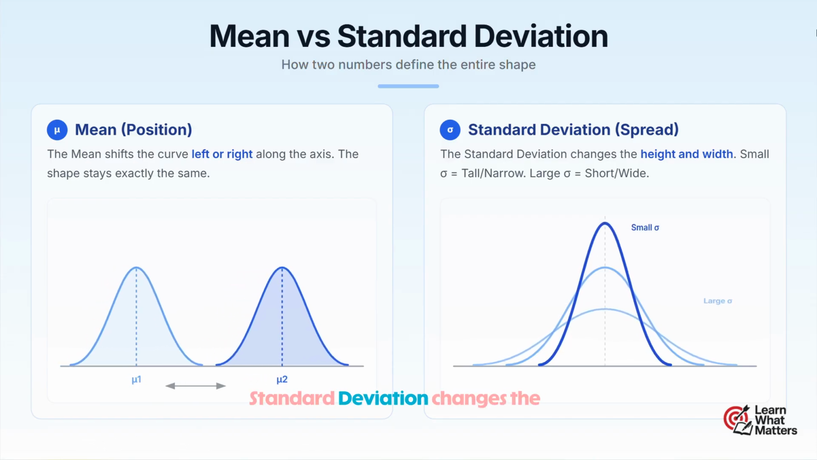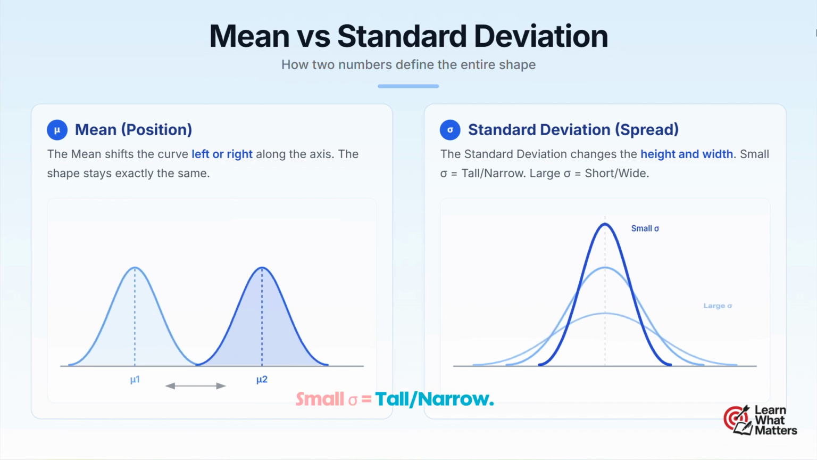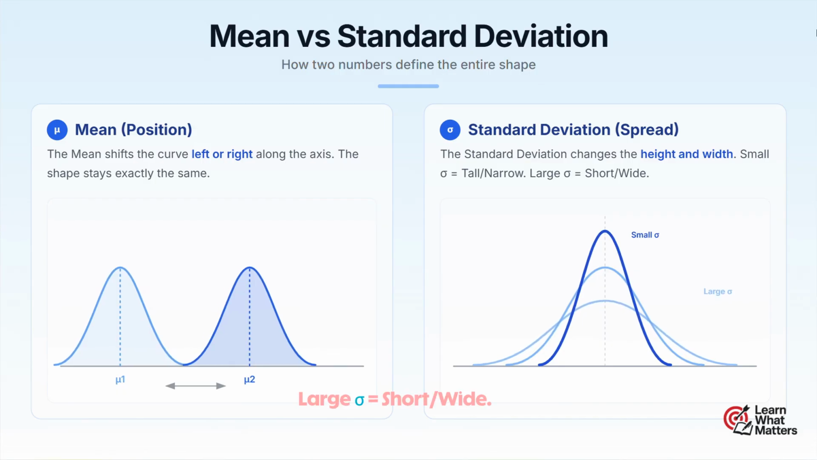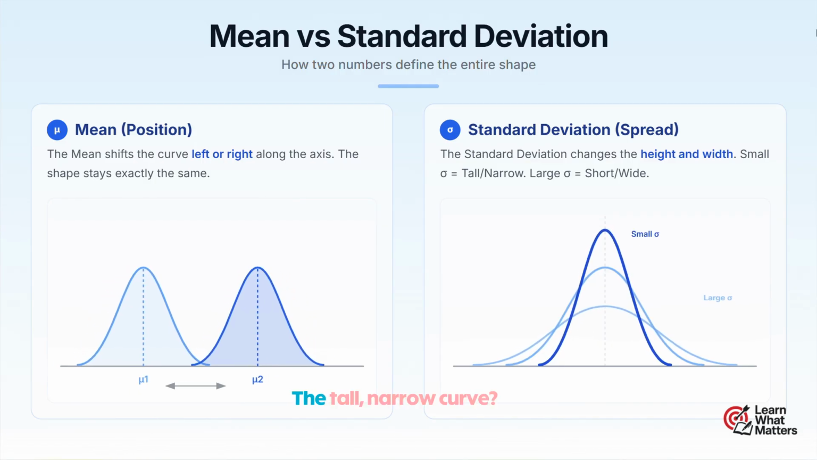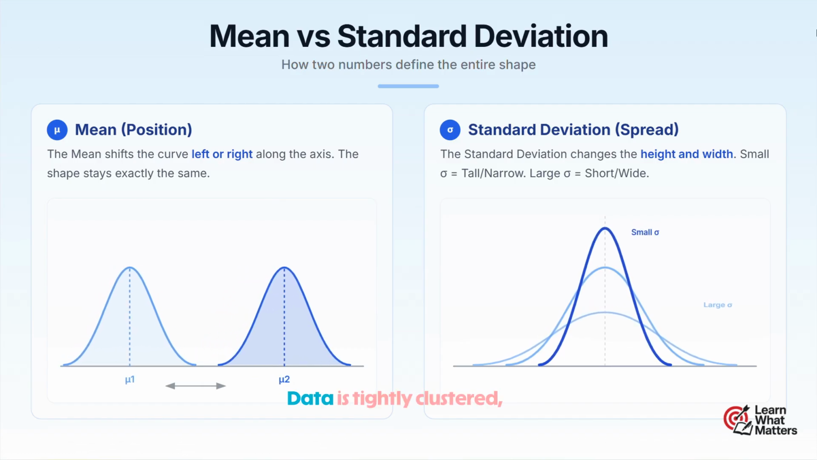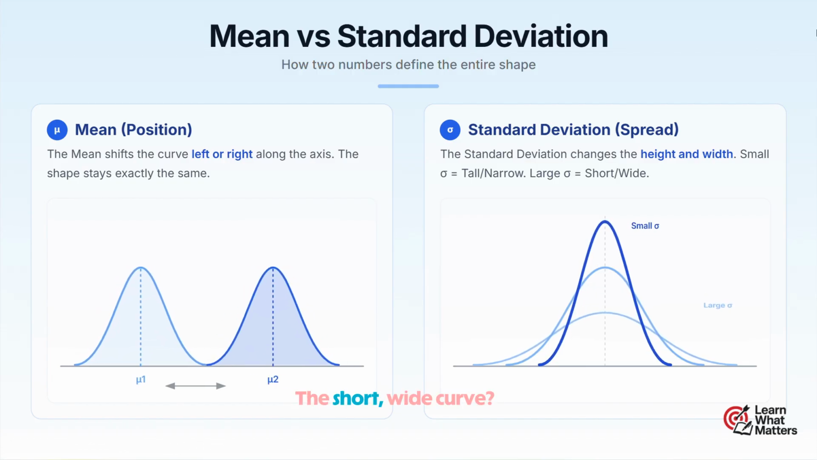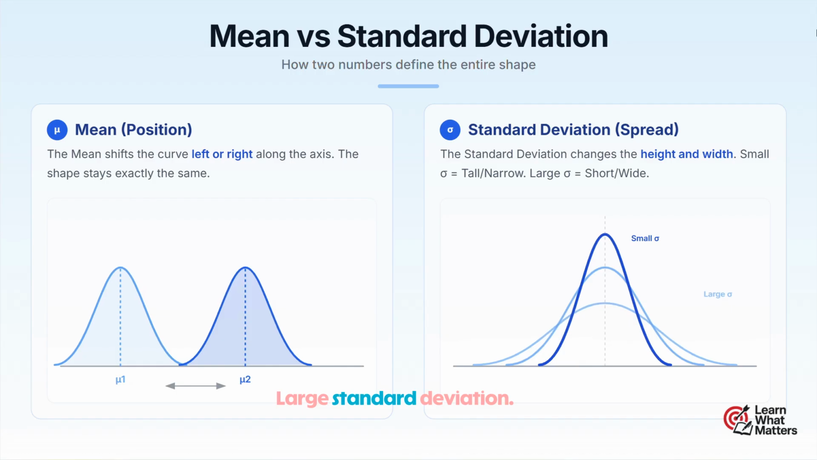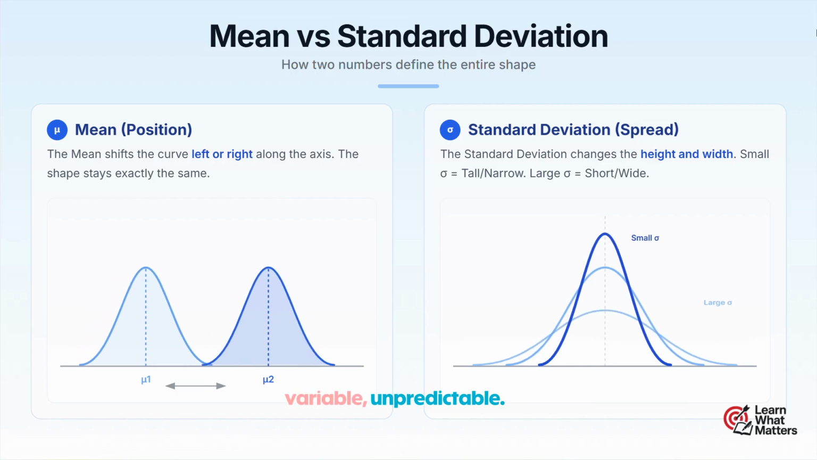Standard deviation, spread. The standard deviation changes the height and width. Small sigma equals tall/narrow. Large sigma equals short/wide. Look at the right visual. The tall, narrow curve, small standard deviation. Data is tightly clustered, consistent, predictable. The short, wide curve, large standard deviation. Data is spread out, variable, unpredictable.